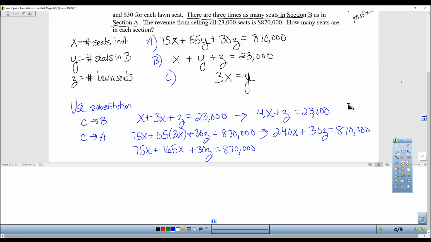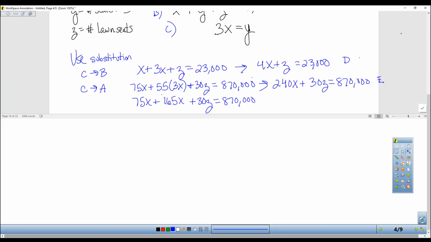It's kind of like I have an equation D and an equation E, if you want to think about it that way. My goal was still to get 3 variables down to just 2 and the same 2. They always need to be the same 2. If you have this one with x's and y's and this one with y's and z's, you're still not going to be able to do anything. So now I'm going to take equation D and E and do something.